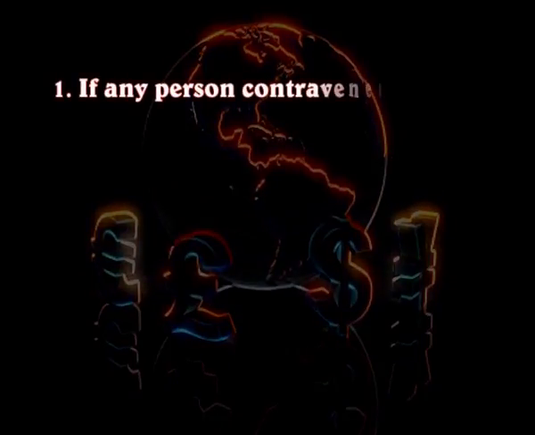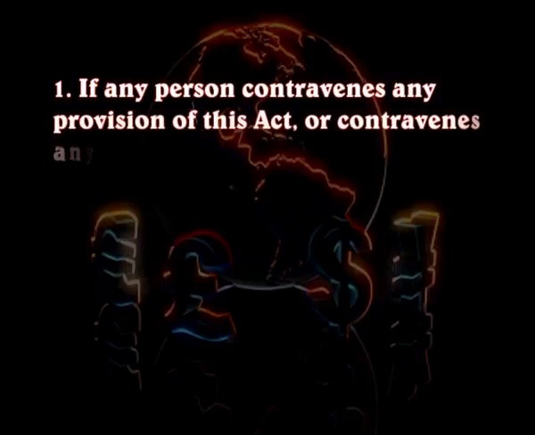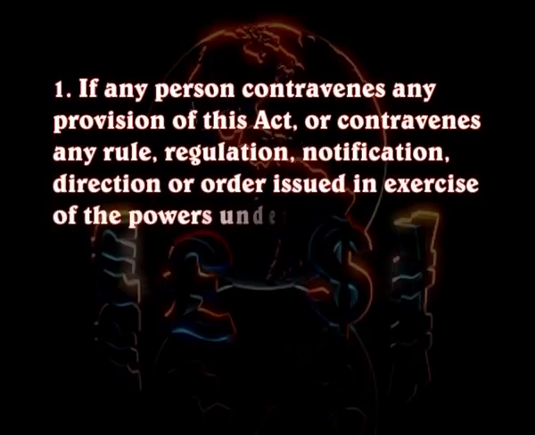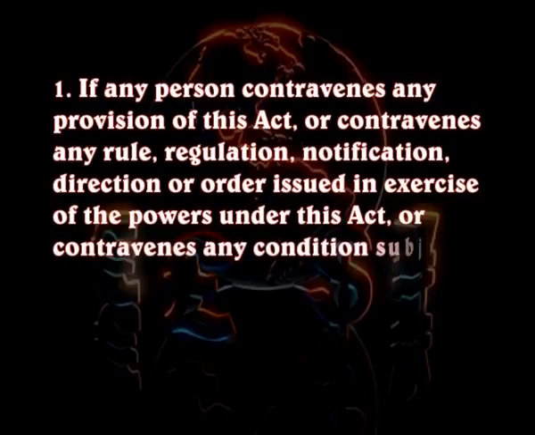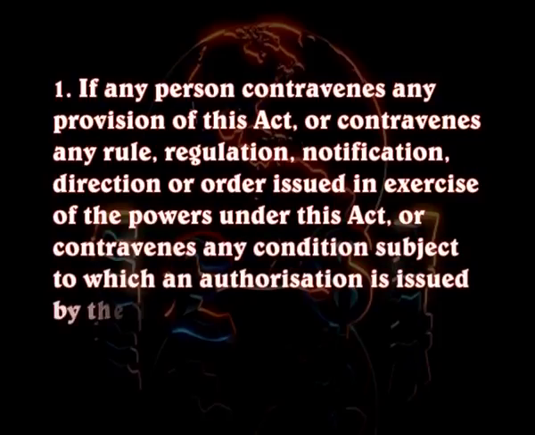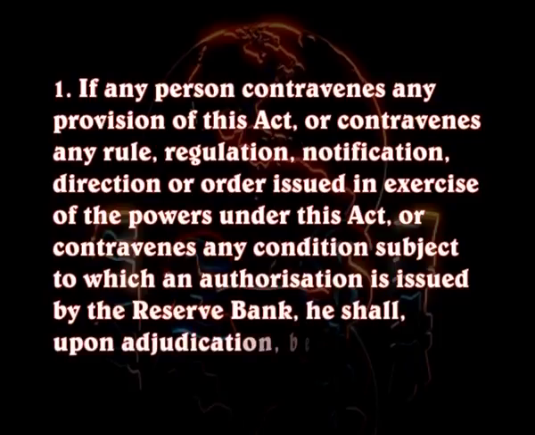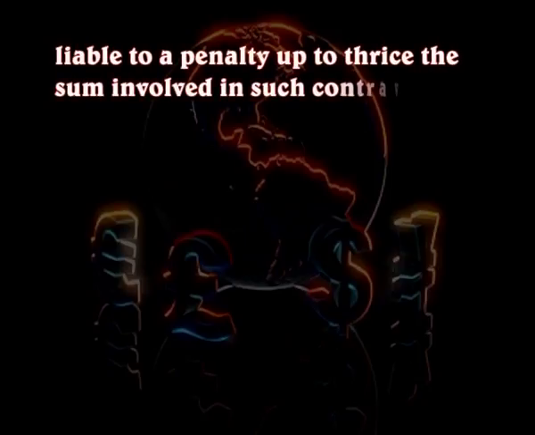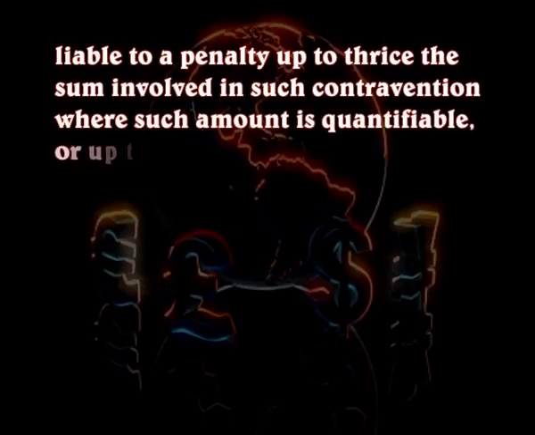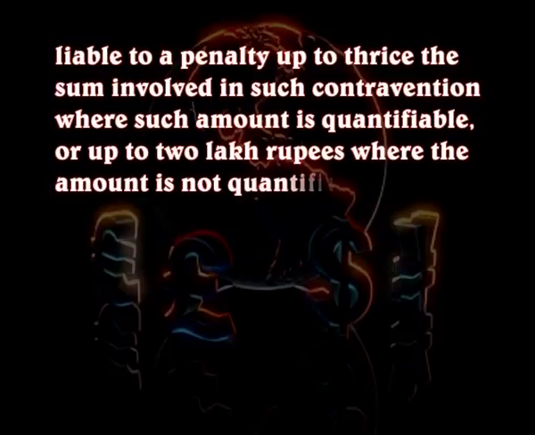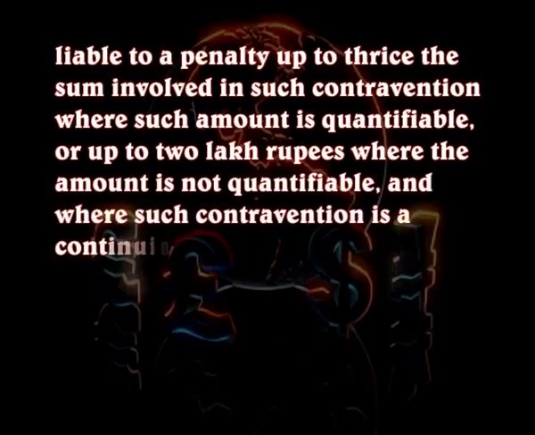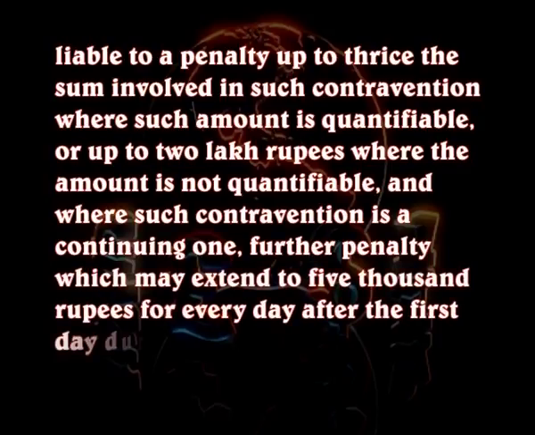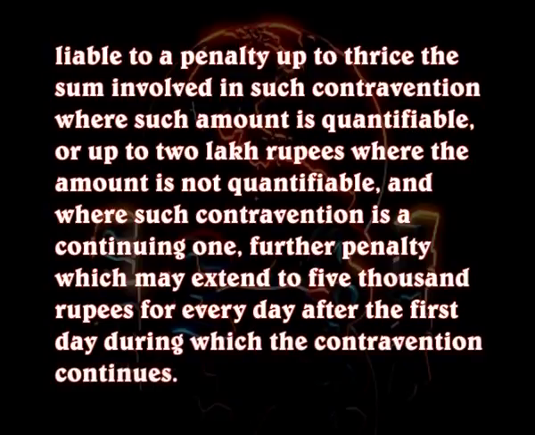1. If any person contravenes any provision of this Act or contravenes any rules, regulations, notification, direction or order issued in exercise of the powers under this Act or contravenes any condition subject to which an authorization is issued by the Reserve Bank, he shall, upon adjudication, be liable to a penalty up to thrice the sum involved in such contravention where such amount is quantifiable, or up to 2 lakh rupees where the amount is not quantifiable, and where such contravention is a continuing one, further penalty which may extend to 5,000 rupees for every day after the first day during which the contravention continues.